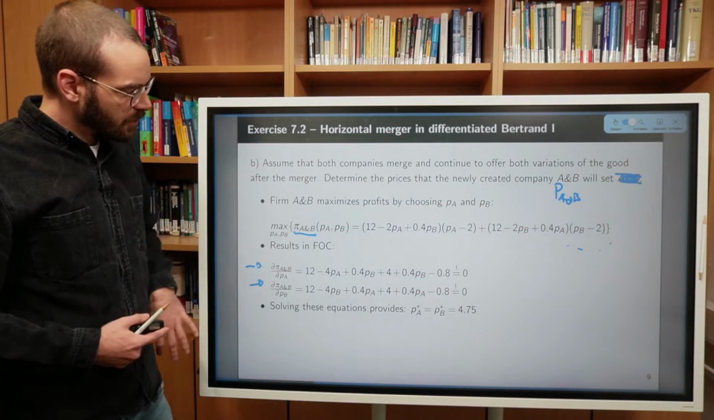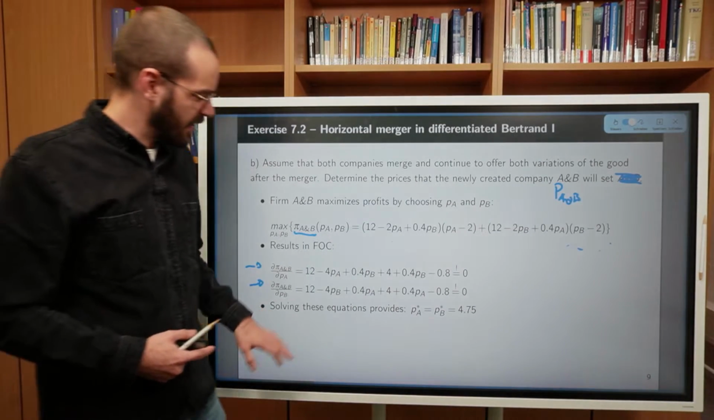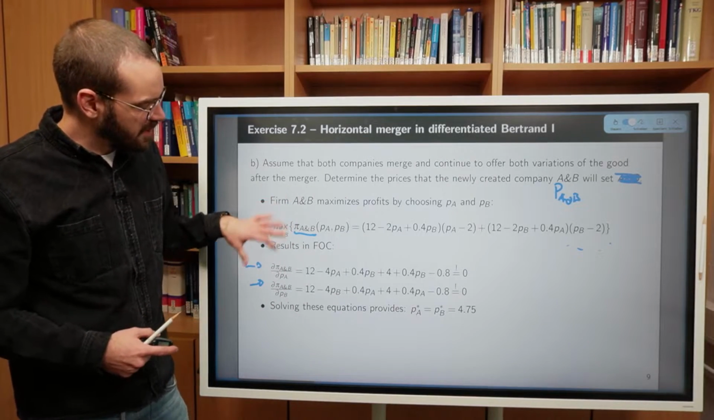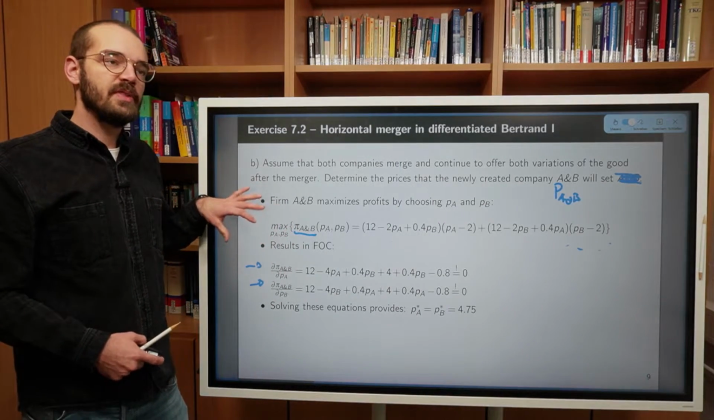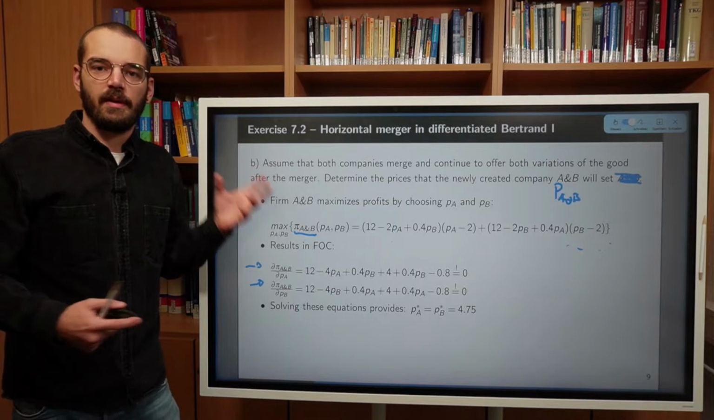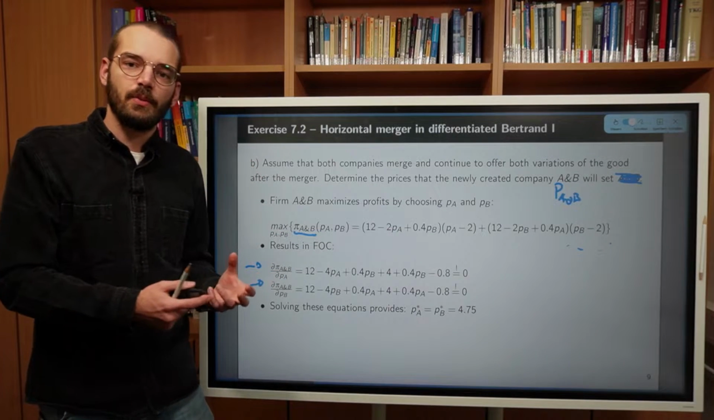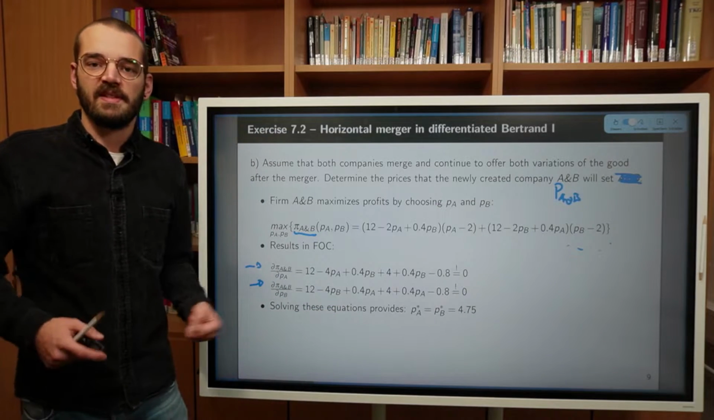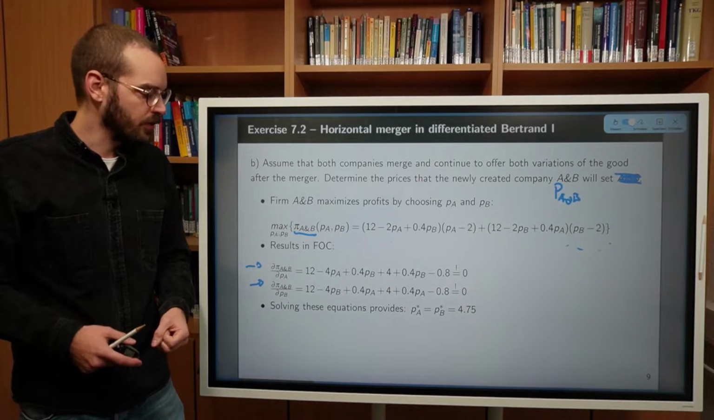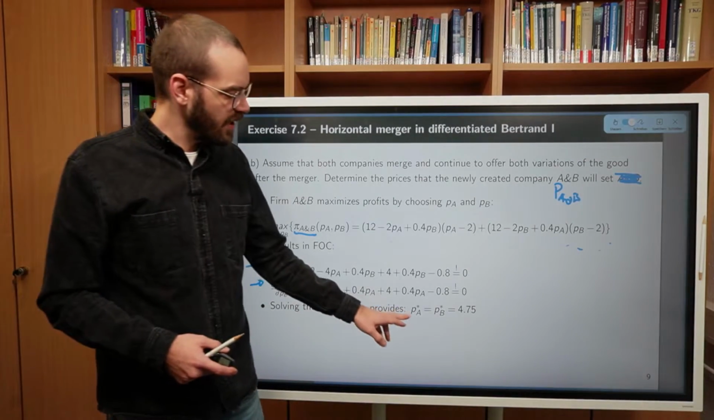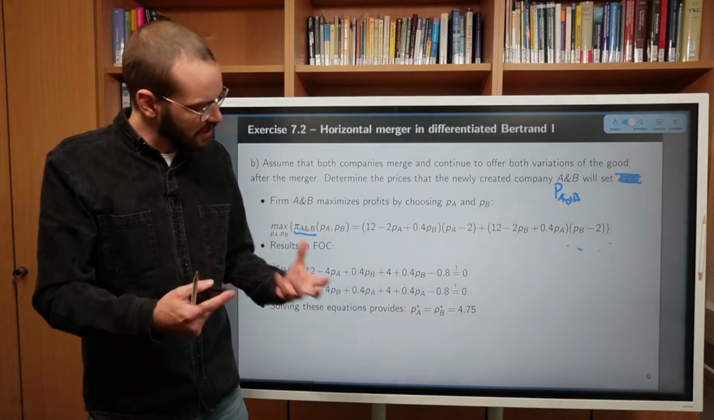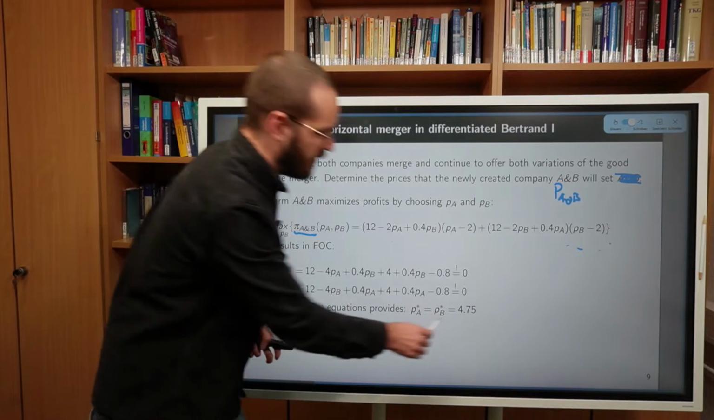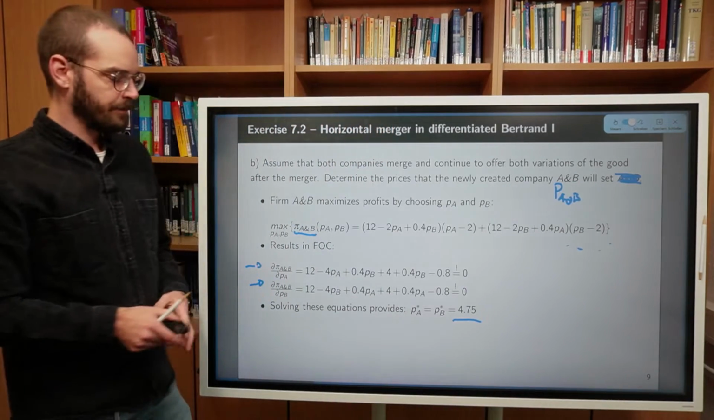If we do so, then we can find out that for this problem of a joint profit maximization, or in other words, in this situation where there is one single firm selling both goods and maximizing their profits over selling both goods, the new equilibrium prices of this adjusted situation now are 4.75.